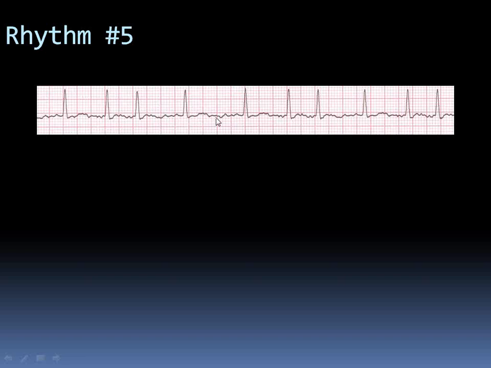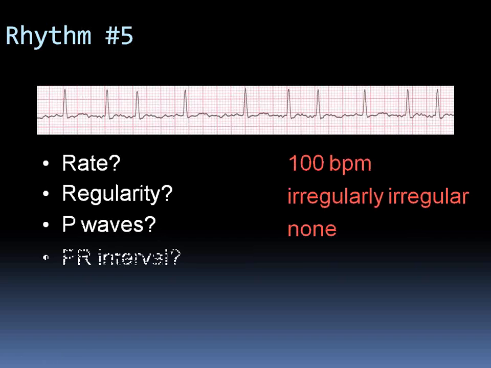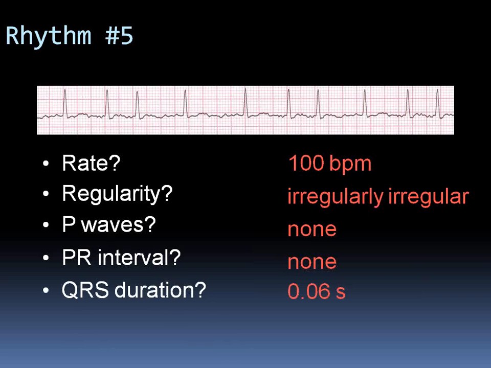The baseline on this rhythm strip is wavy. There is no discernible P wave morphology, and it is highly irregular. No single P wave morphology, irregular, and extremely fast. This is how atrial fibrillation looks. All right. Remember, the QRS morphology is normal. It is not wide.